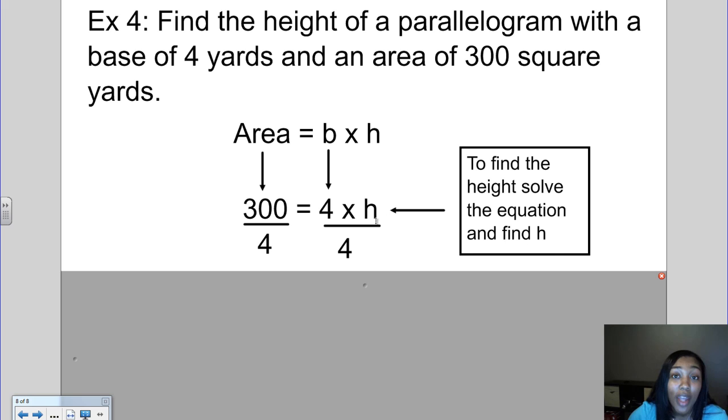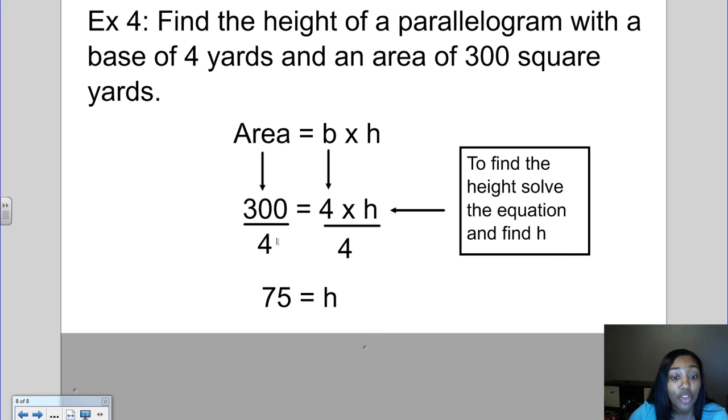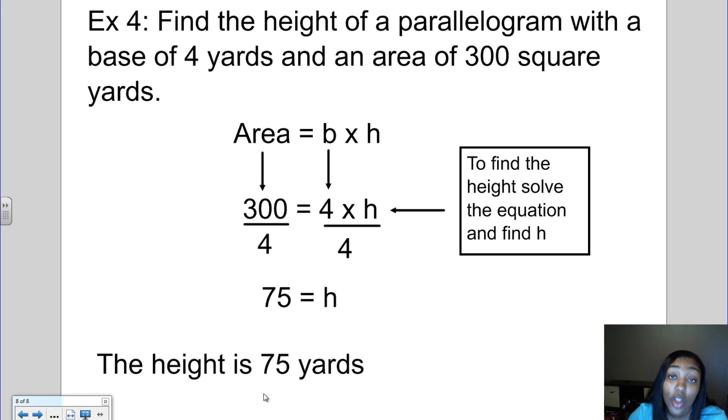Well, to find the missing number, because this is a multiplication problem, that means we have to use division. So we're going to divide 300 by 4, and then whatever we do on one side, we're going to have to do on the other side so that our equation will still be balanced. So then 300 divided by 4 is 75, and then 4H divided by 4 gives me 1H, and we can just write that as H. So what that means is that the height is 75 yards. So remember, the formula to find the area of a parallelogram is simply multiplying the base times the height.